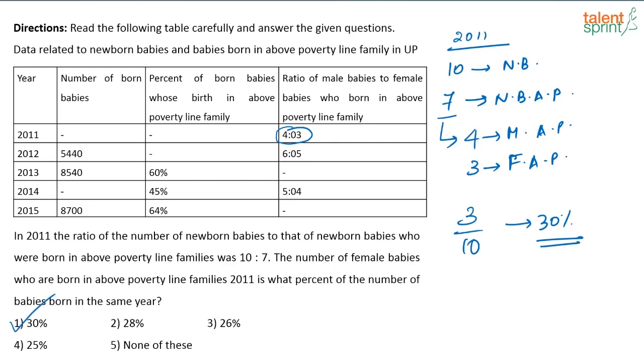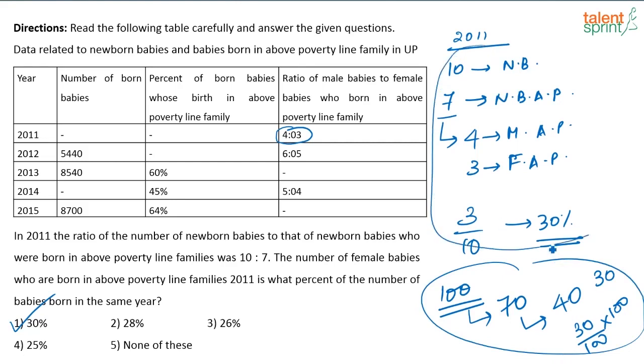So if this is confusing, just assume that totally there are 100 newborn babies. It is given the ratio of newborn babies to above poverty line is 10:7. So if there are 100 newborn babies, 70 will be above poverty line. Out of the 70, male and female are in the ratio 4:3. So 40 will be male, 30 will be female. So the percentage that we are looking for is 30 by 100, or 30%, right? Either with 100 or by using 10 itself, you get the answer easily. So the answer here is option 1, 30%.